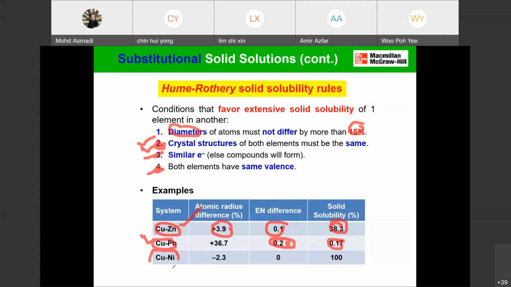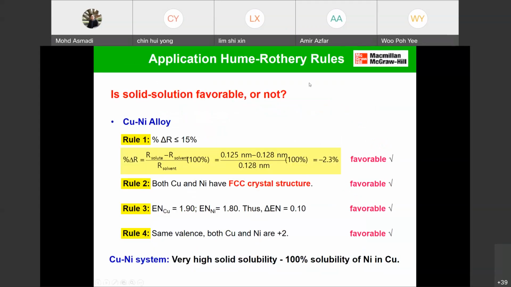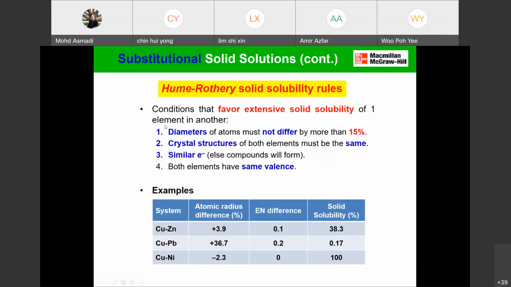But copper and nickel, if you look at it, is 100%, because the electronegativity difference is small, and the size difference is below 50%. And if you look at here, copper and nickel have the same crystal structure. Later we will check. And the same valence, of course. Nickel and copper have the same +2. Same valence, that's why it's 100%. Okay, let's see the calculation for copper and nickel.